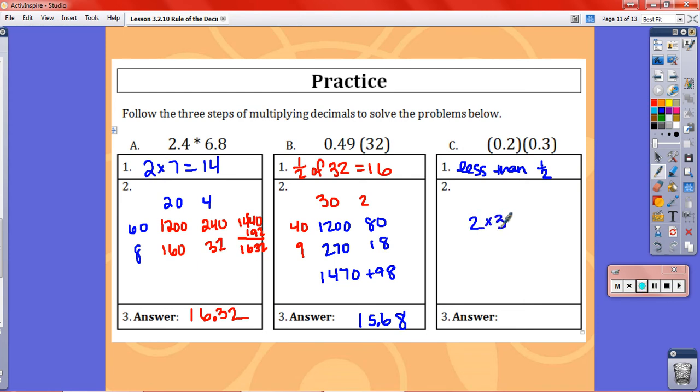2 times 3 is 6, so my digit is 6, but I need it to be less than half. So 6 is more than half, 0.6 is more than half, 0.06 is less than half. And there are 2 decimal places, so that makes sense.